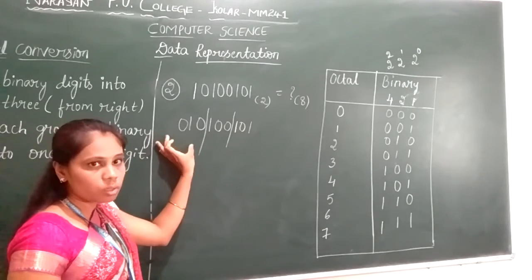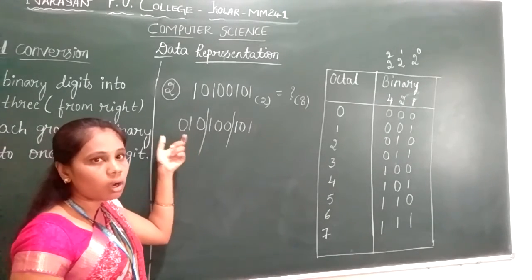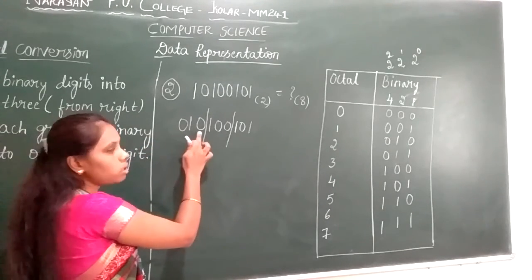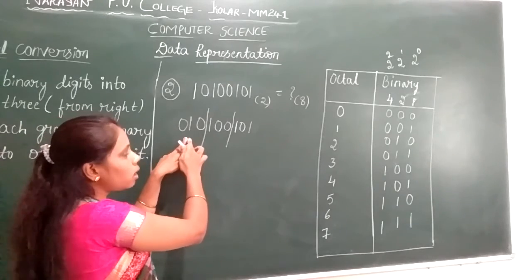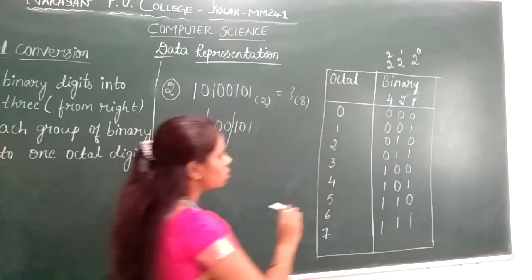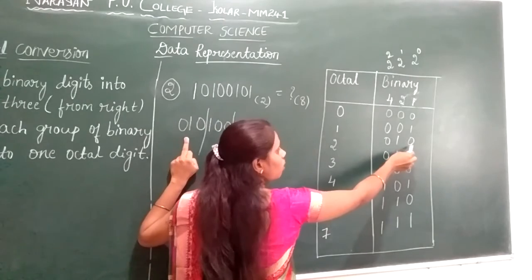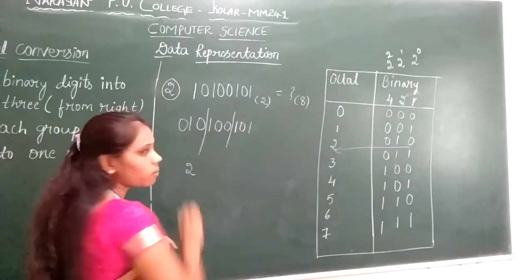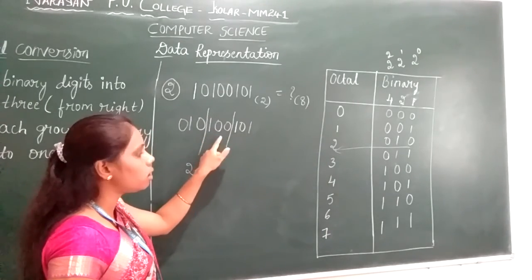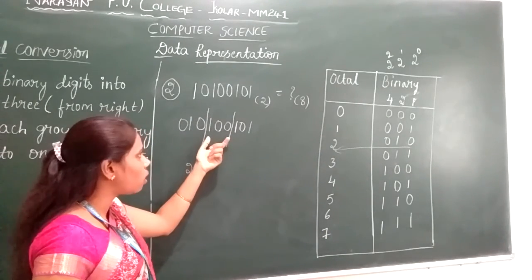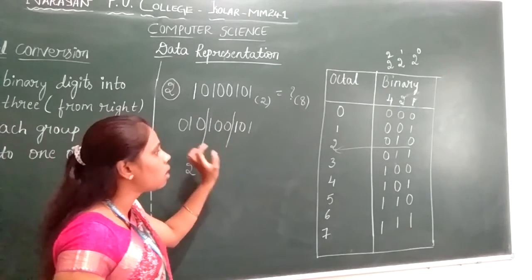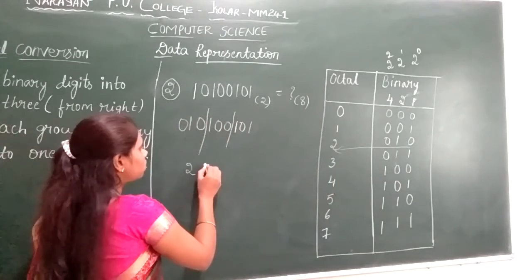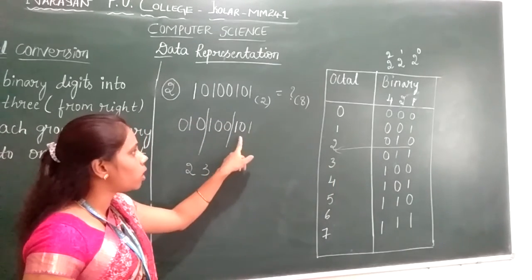Now consider each group of bits and take the octal equivalent value for each individual group. Now consider 0 1 0. The octal equivalent value for 0 1 0 is 2. Next take another group, that is 1 0 0. Now find out the octal equivalent value for the binary digits 1 0 0. See, 1 0 0 is 3. So write 3. Next we have 1 0 1.